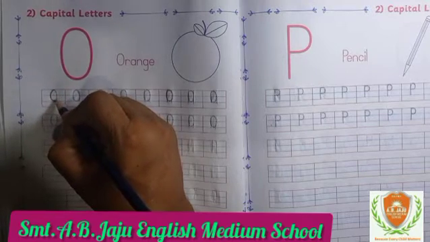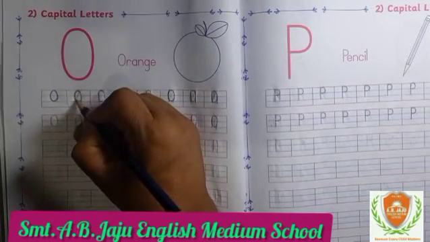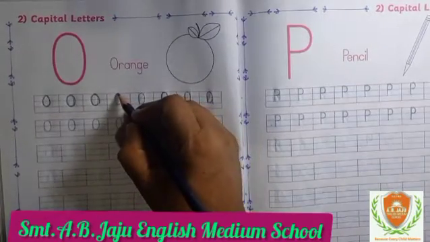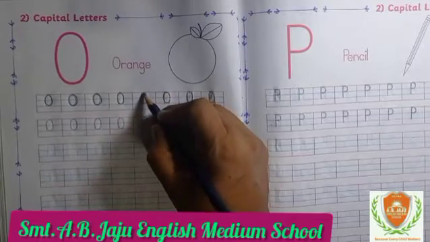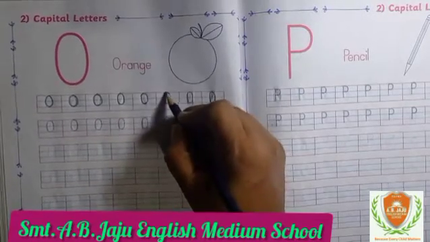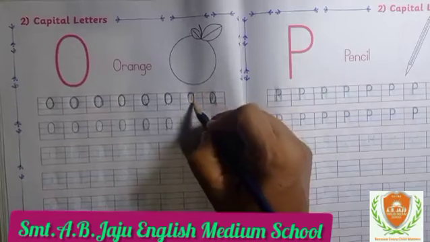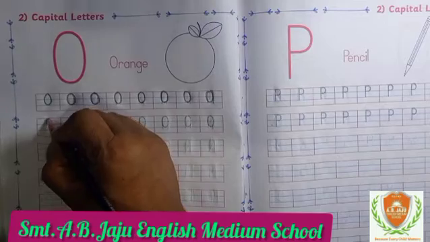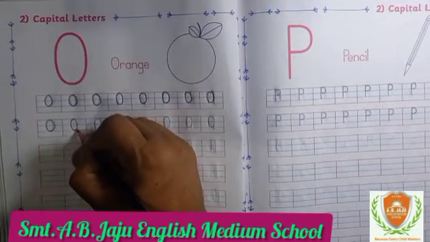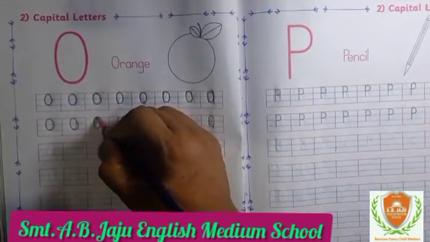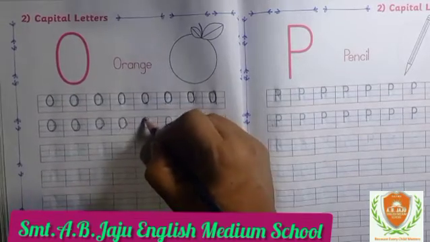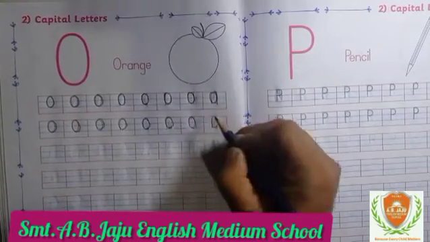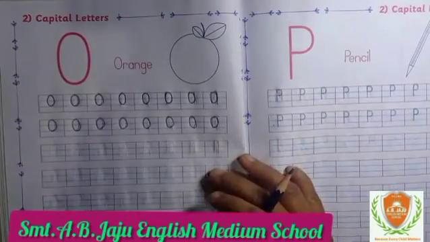Sharpen your pencil and then write capital O. Capital O. You have to trace in 3 lines: a pink line and 2 blue lines. Capital O. Like this you have to trace. Sharpen your pencil and then write capital O. In 3 lines you have to write and trace capital O. Like this you have to trace and write capital O.